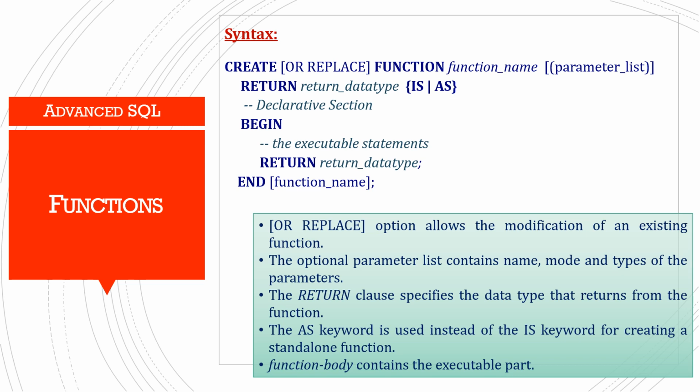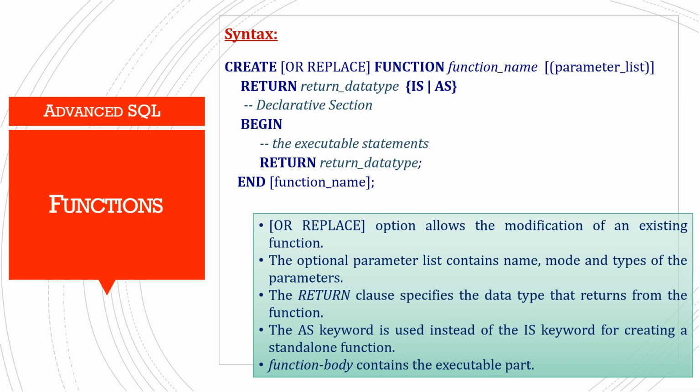Now let us look into the syntax for creating a function. Create or replace function, function name, parameter list, return, return data type, is or as, then the declarative section, begin, executable section, exception section, return, return data type, end, function name. The points that are specified within the square brackets are optional. So the keyword or replace, the parameter list, they are optional. It is not necessary to specify these points.